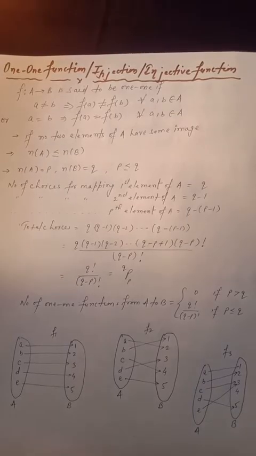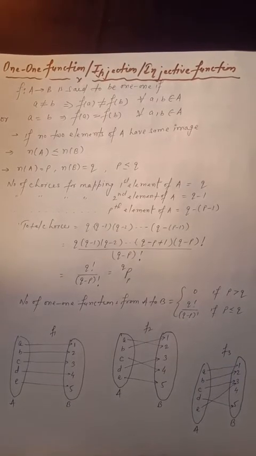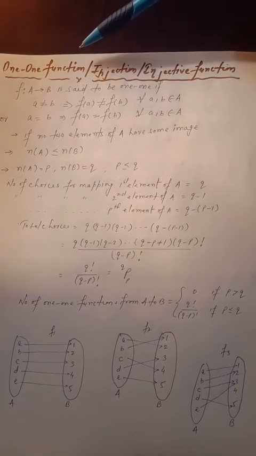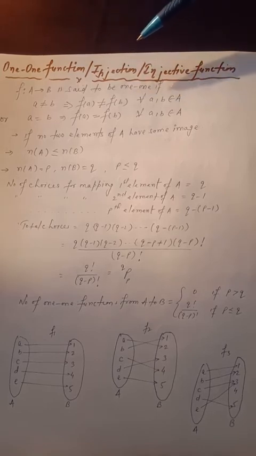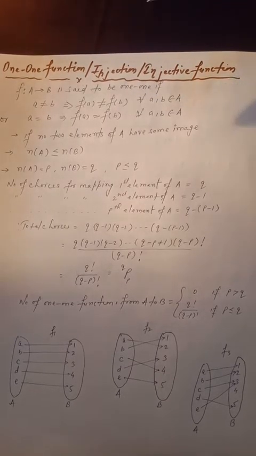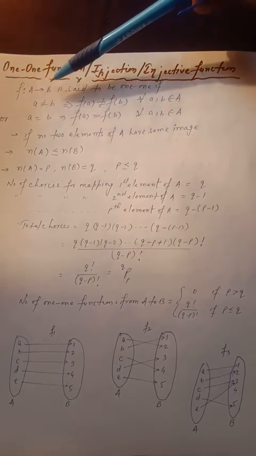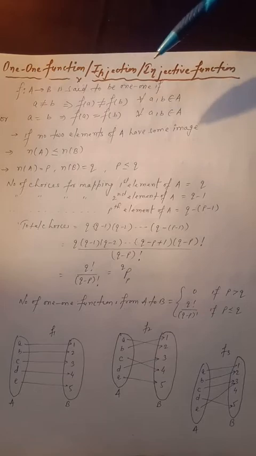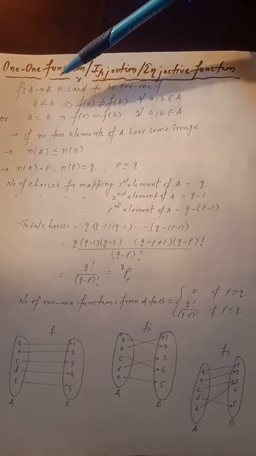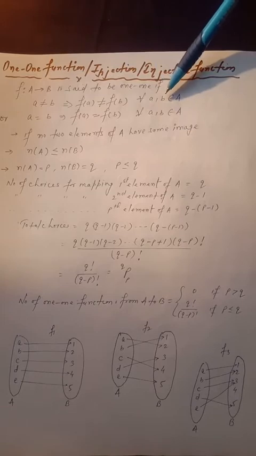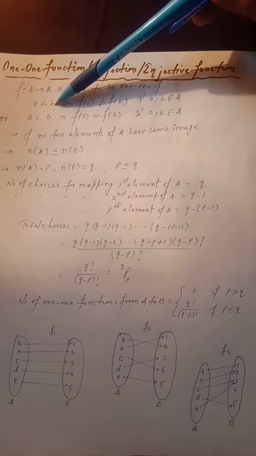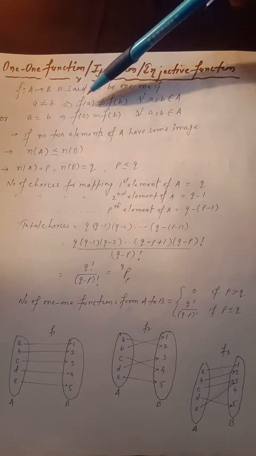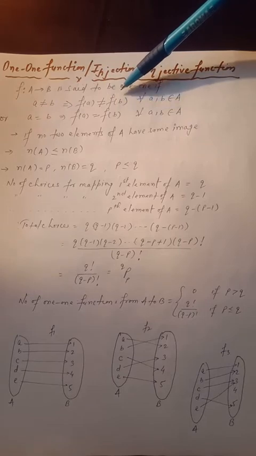So here I am talking about types of function, and the first type is one-one function, and it is also known as injection or injective function. So there are three names: either one-one, injection or injective. So when a function is defined from set A to B, it is known as one-one function if, when two elements a and b, which belong to set A, are unequal, it implies that f(a) is not equal to f(b), then the function is one-one.